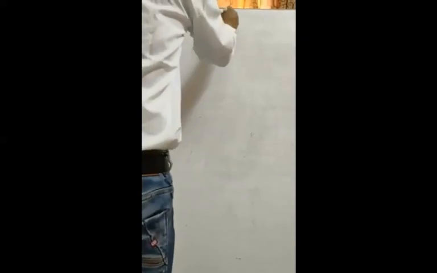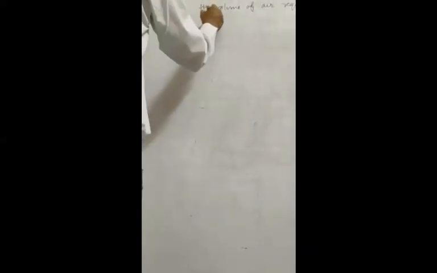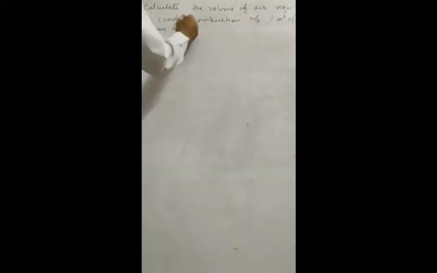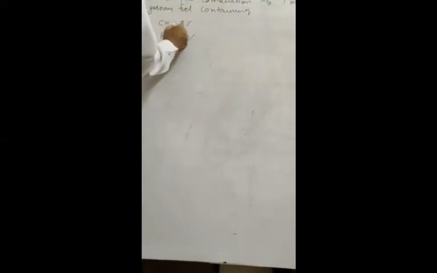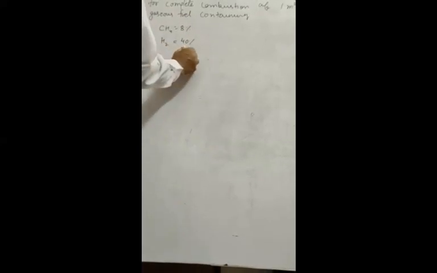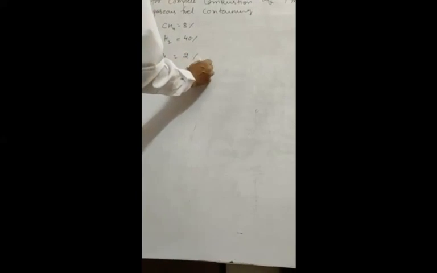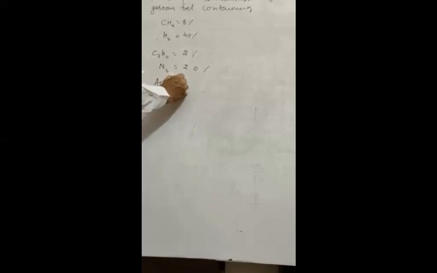Now the question is, calculate the volume of air required for complete combustion of 1 meter cube of gaseous fuel containing methane 8%, hydrogen 40%, acetylene 2%, nitrogen 2.0%, and remaining ash.